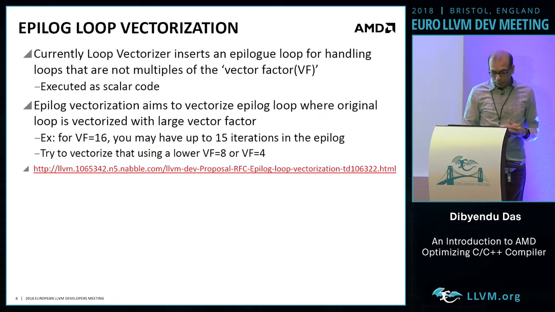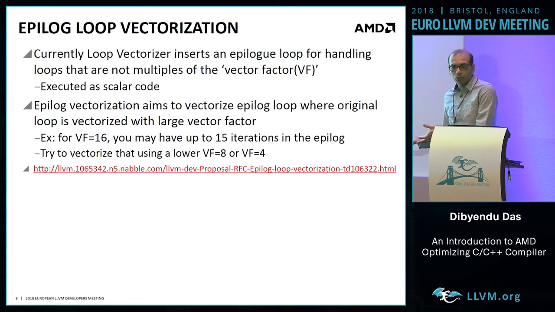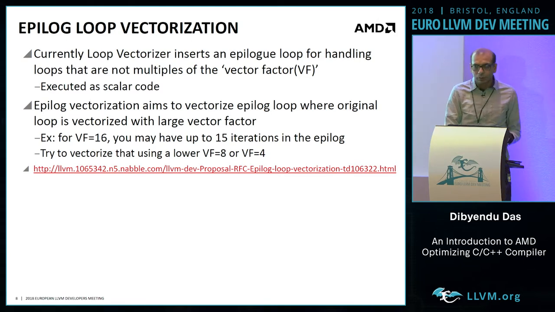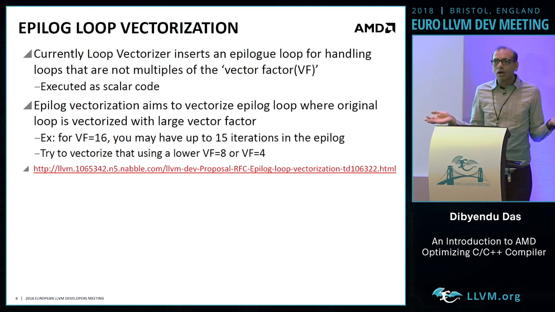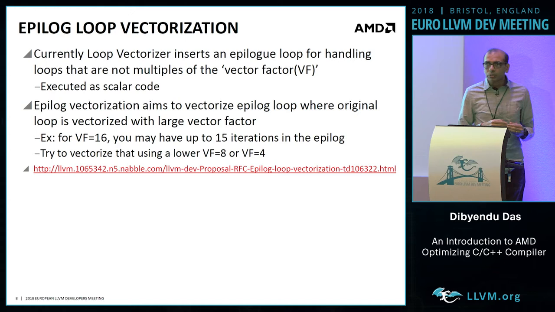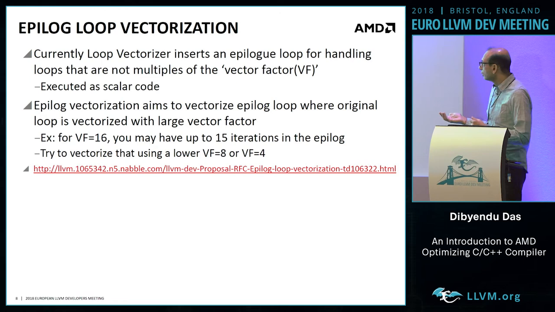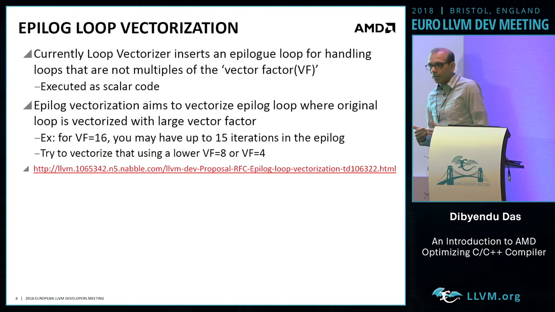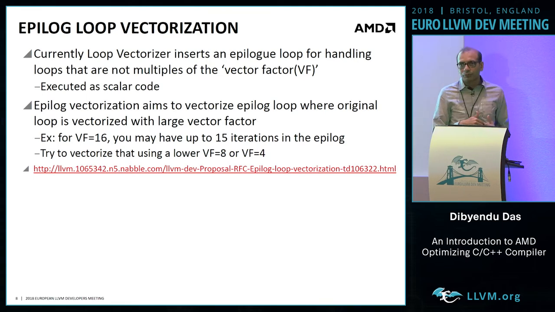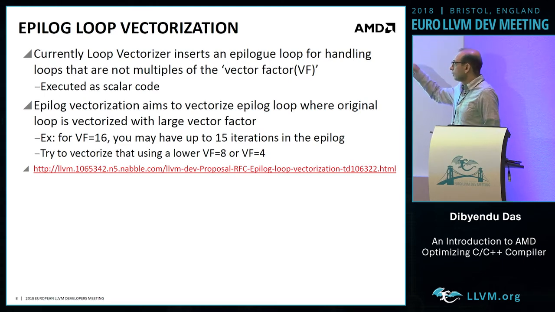Epilogue vectorization. Currently what happens is, once you vectorize a loop, you'll have an epilogue loop, which is obviously scalar. And what happens with such loops is, if your vectorization factor is high, let's say a vectorization factor of 8 or 16, you may, in the worst case, execute up to 7 or 15 scalar iterations, which is really not good, because you could have actually vectorized that using a lower vector factor. Like if you have 7, you could have still done a vector factor 4 and left the last 3 as scalar. So this was the aim of this particular optimization.